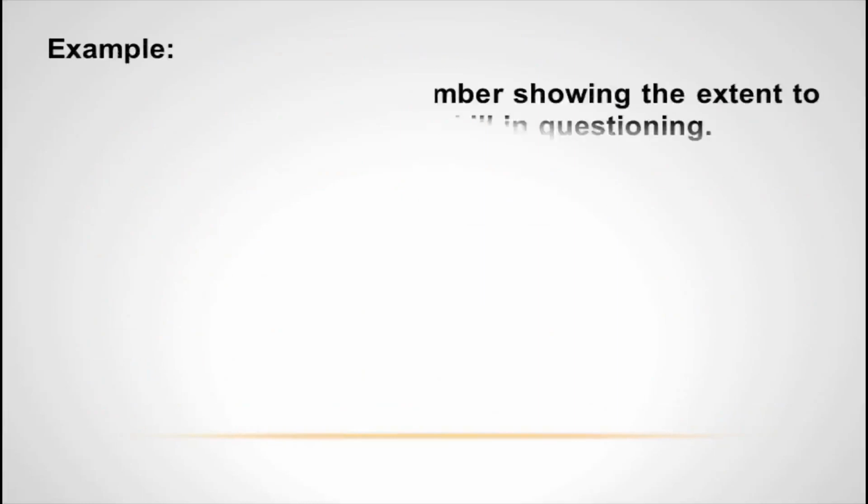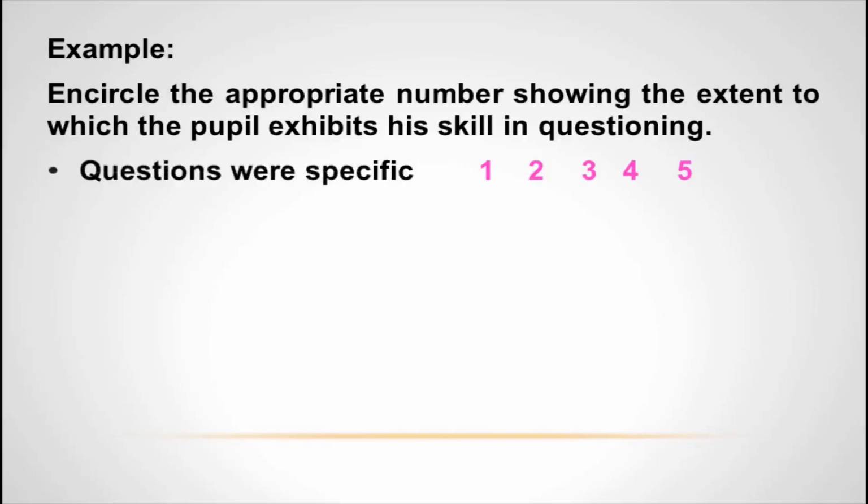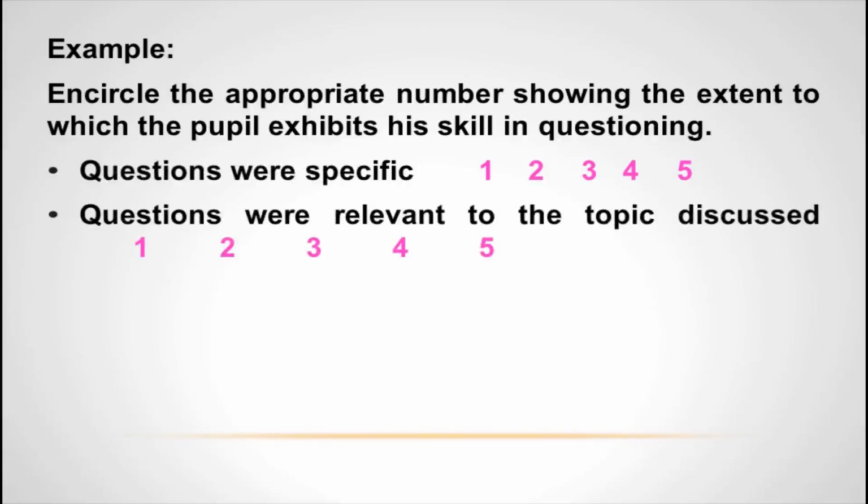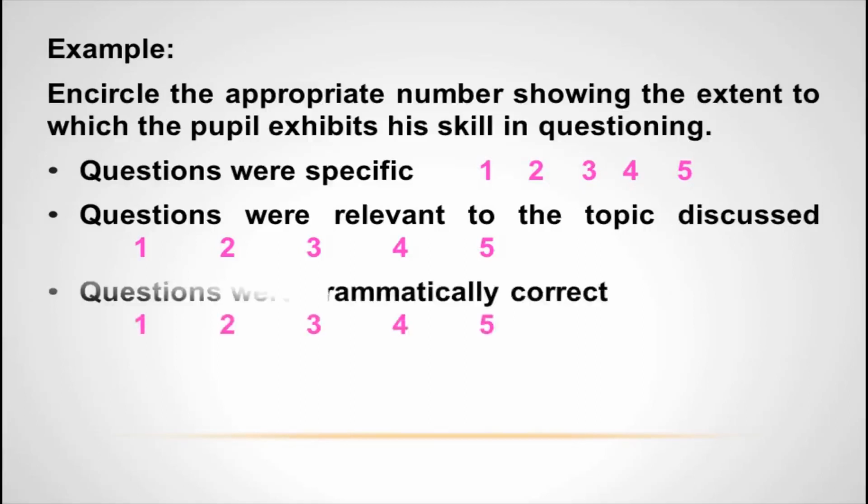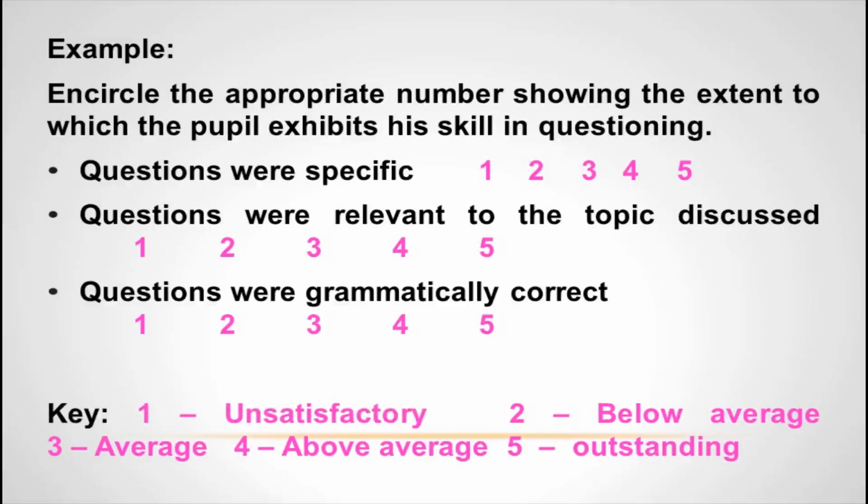For example, encircle the appropriate number showing the extent to which the pupil exhibits his skill in questioning. The questions were specific, questions were relevant to the topic discussed, and the questions were grammatically correct. So these are the questions. Here the rater has to encircle the appropriate number according to his opinion. So the key is 1 stands for unsatisfactory, 2 stands for below average, 3 stands for average, 4 stands for above average, and 5 stands for outstanding.